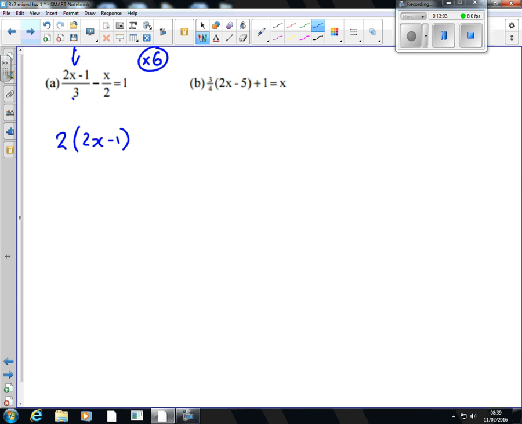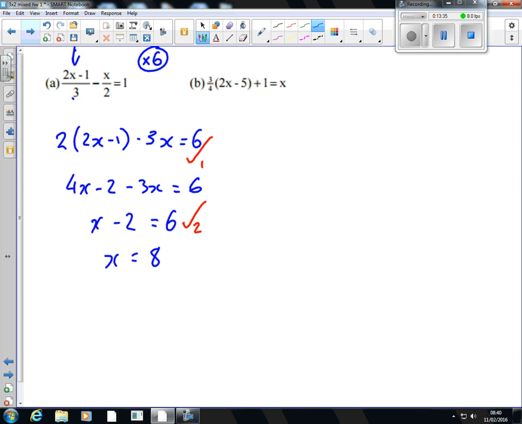The x minus 2, when you multiply it by 6, you're times by 6, but you're dividing by 2, so that's the same as multiplying by 3, so it's 3 times the x on the top, and then 1 times 6 on the top line is going to give me 6. If you get to there, that's your first mark. Then we're breaking out the brackets, so 4x minus 2 minus 3x equals 6, and then your 4x minus 3x will give you x minus 2 is equal to 6. If you can get to that point as well, that's your second mark, and then add 2 to both sides, x equals 8. That's your third mark.